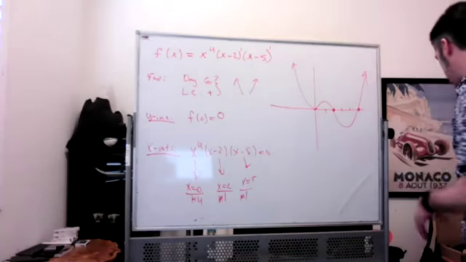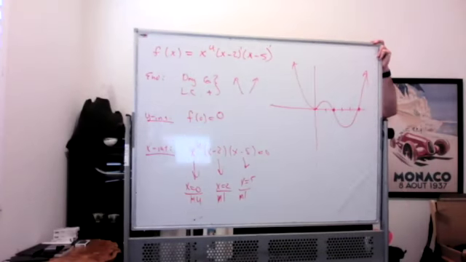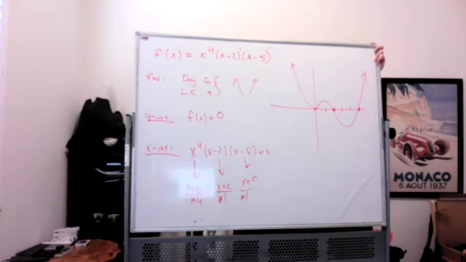Okay, one more graph for you. The rational function, meaning it'll probably have horizontal and vertical asymptotes.